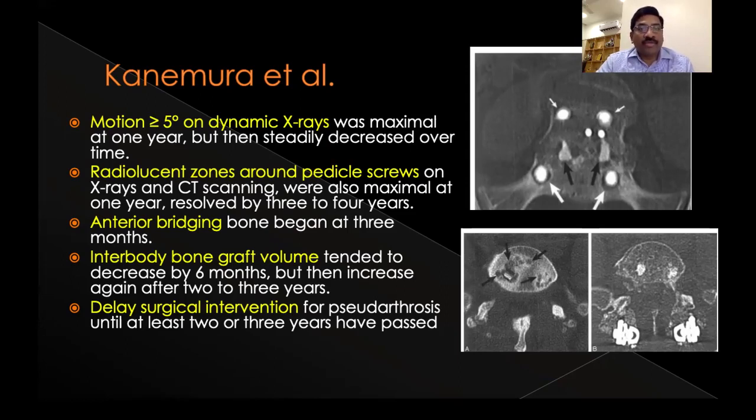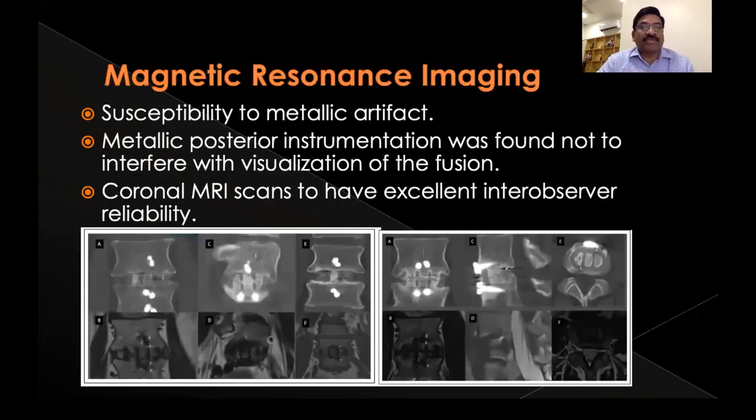Radiolucent zones around the pedicle screw also resolve over 3 to 4 years. The anterior bridging of bone begins to be seen at 3 months, and the interbody fusion graft volume tends to decrease by 6 months. Actually, the volume of graft decreases by 6 months and then slowly increases. So a delay in surgical intervention can be decided based on the clinical findings of the patient.